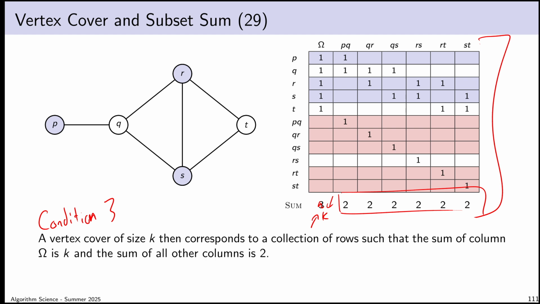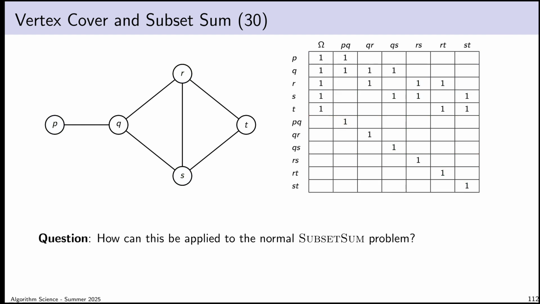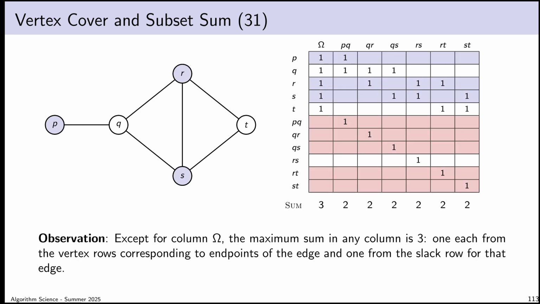Because the subset sum problem doesn't involve rows of a matrix, it involves actual numbers. So how can we apply this to the normal subset sum problem? And as I said earlier, the reduction itself is just to create this set of integers. And when you see how to create the set, maybe you'll agree that it's sort of cryptic. So the question is, how can I go from the rows of the matrix to individual integer values?